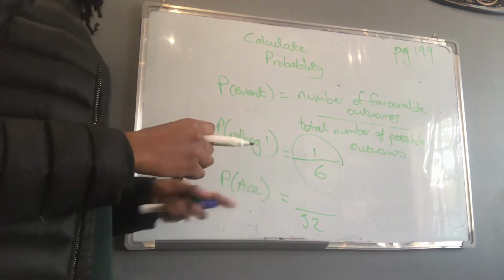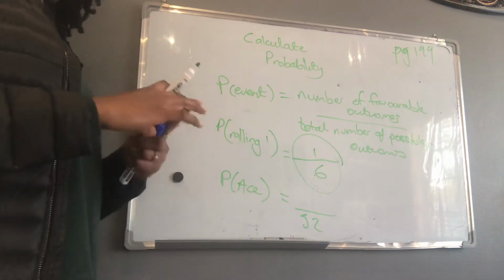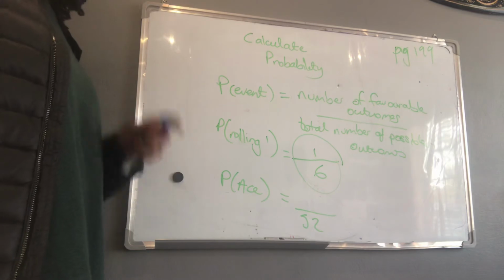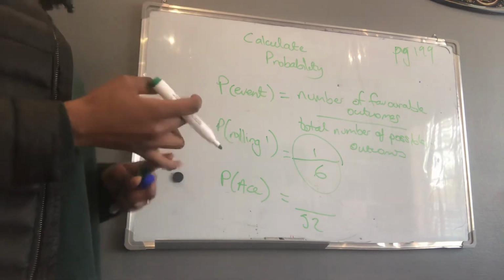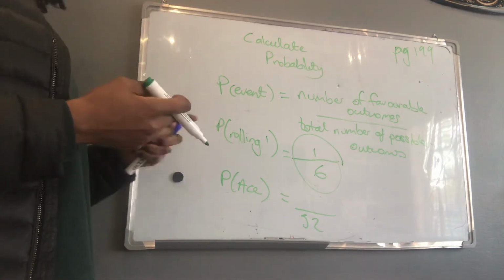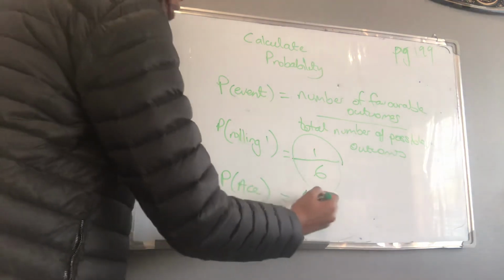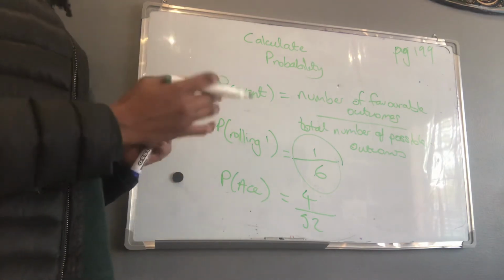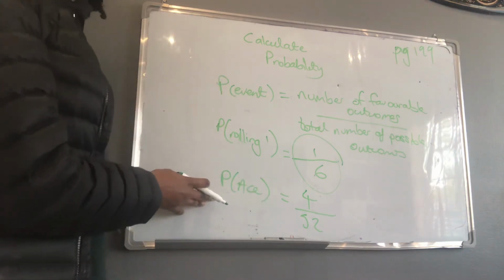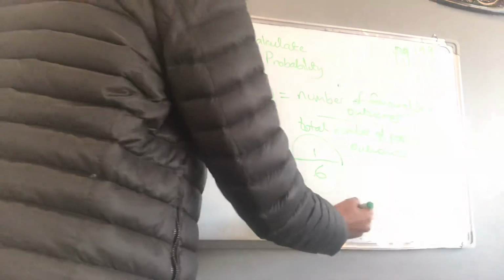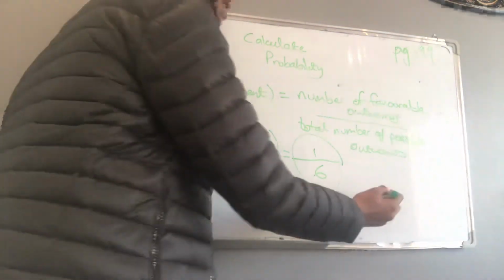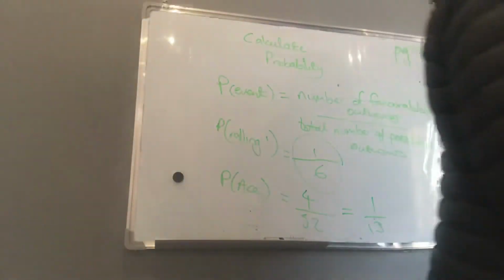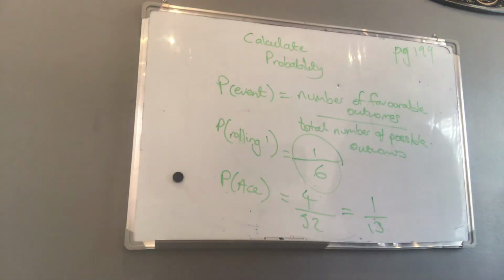Then the favorable outcomes will be how many aces we have in the deck of cards. So we have one ace for each suit in our cards. We've got the ace of spades, ace of clubs, ace of hearts, and ace of diamonds. So there are 4 favorable outcomes in that deck of cards. So therefore my probability will be 4 over 52, which can be simplified to 1 over 13. So that's just how you work out the probability.